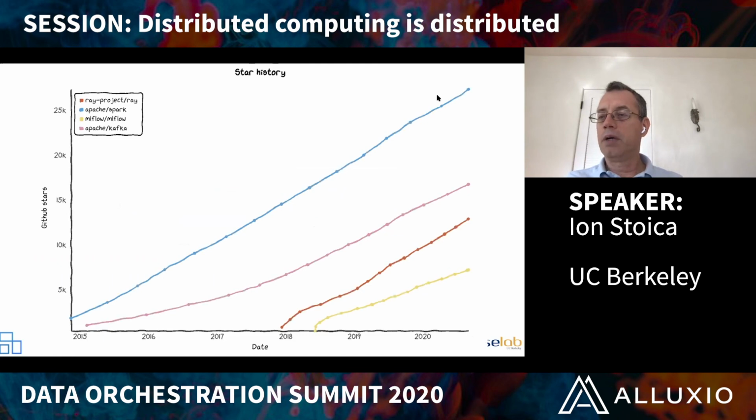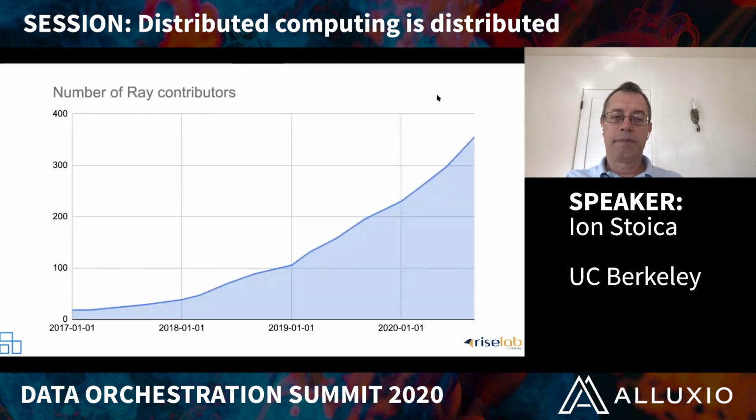Next, let me tell you a bit about Ray adoption. This plot shows the number of GitHub stars over the years for 4 very popular open source projects: Apache Spark, Apache Kafka, MLflow, and Ray. As you can see from this plot, Ray's growth is very fast. It actually tracks very closely the growth of Apache Spark, another open source project we developed at Berkeley many years back.